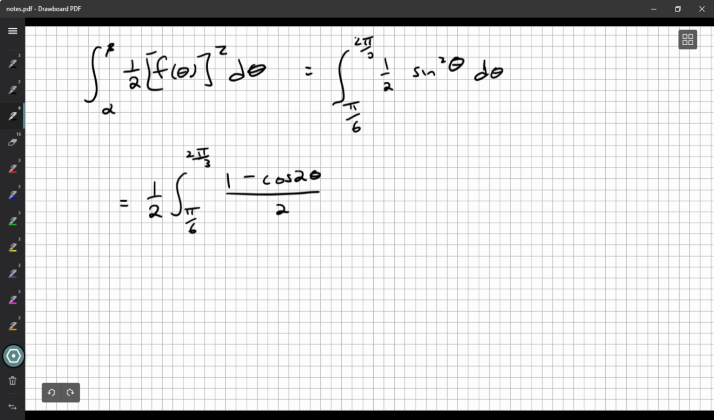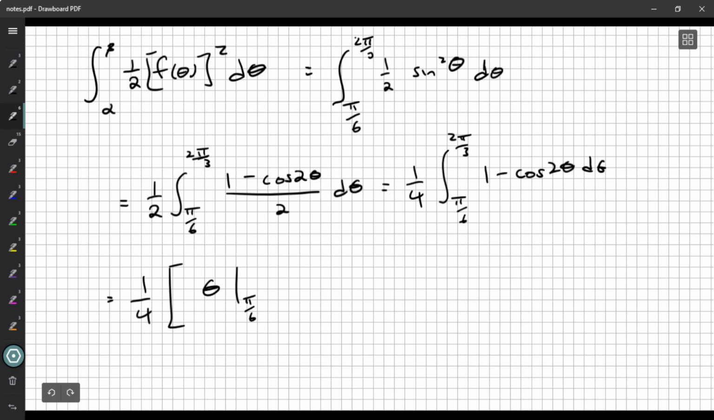We can rewrite sine squared theta as 1 minus cos 2 theta all over 2. Okay, we can bring the over 2 out. And now our task is just to integrate 1 minus cos 2 theta. And that's not hard to do. So integrating 1 just goes to theta. We'll evaluate that between pi by 6 and 2 pi by 3.